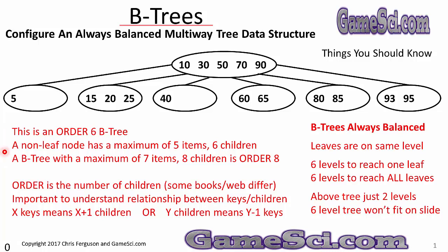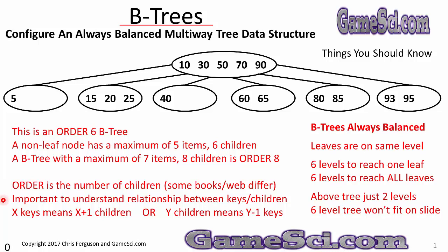A non-leaf node has a maximum of 5 items and 6 children. A B tree with a maximum of 7 items and 8 children is called order 8. 1, 2, 3, 4, 5, 6 children is the maximum a node can have. That's an order 6 B tree. Order is the number of children. Some books and websites differ on this, but most of them say the order of a tree is the maximum number of children a non-leaf node can have.